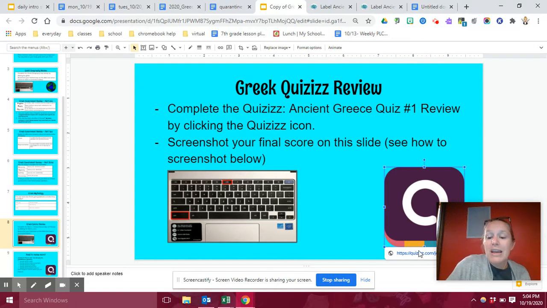All right, but you're going to go ahead and open up that link. You're going to do the same thing. You're going to play, and then you're going to screenshot your final score and copy and paste it on this slide. And remember to screenshot, you hit that control and the rectangle with the 3 lines. All right, and so that's what you're going to do for this slide.